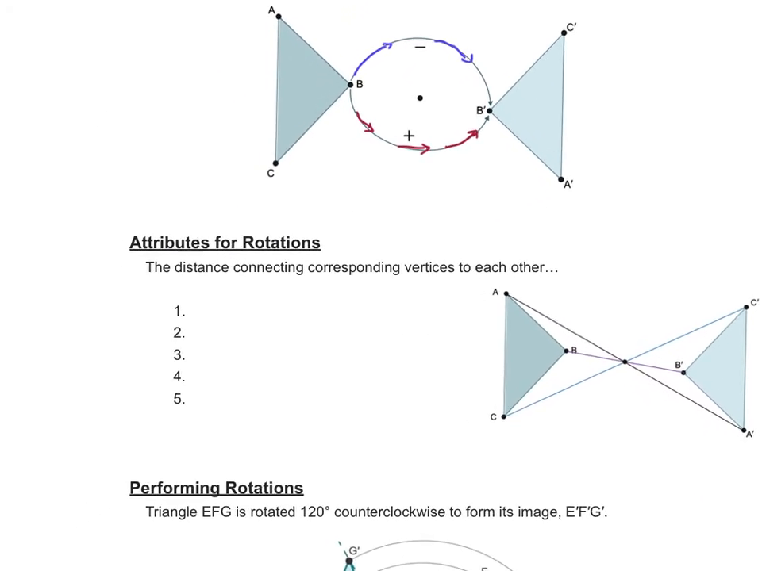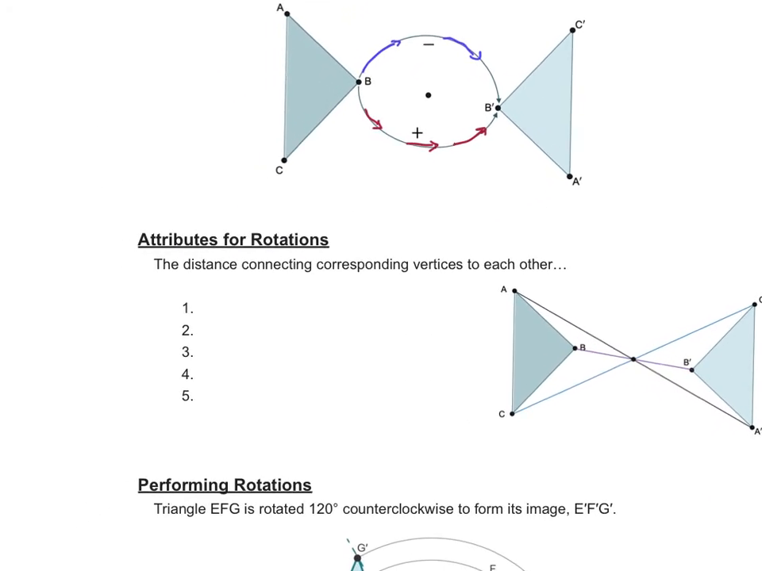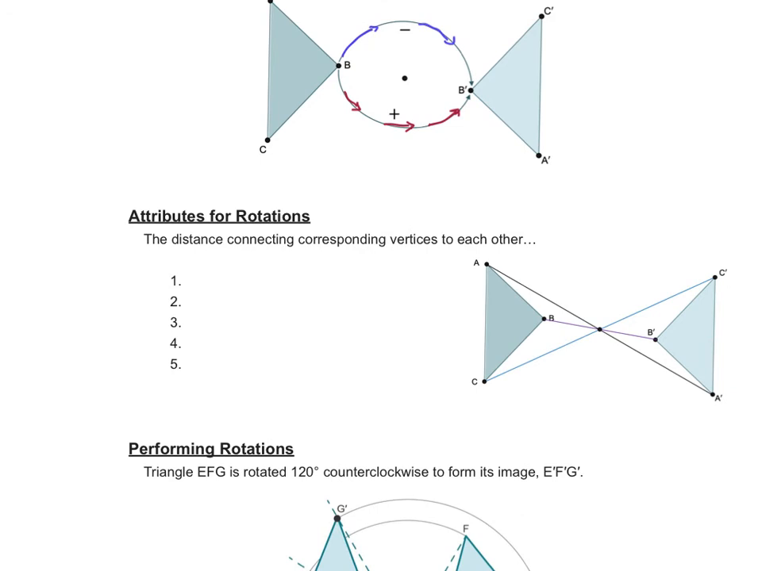And then the attributes of rotation. So, the distance connecting corresponding vertices to each other. Corresponding vertices, so A would correspond to A prime. Now we're going to talk about some of the attributes of this. One is that, as you can see, if I try to connect a line from the vertices of A to A prime, it goes through the center of rotation.